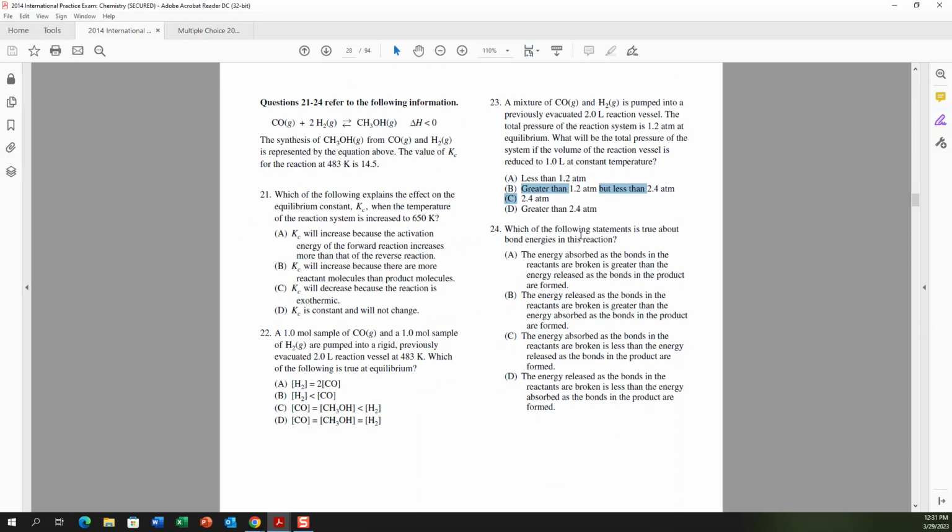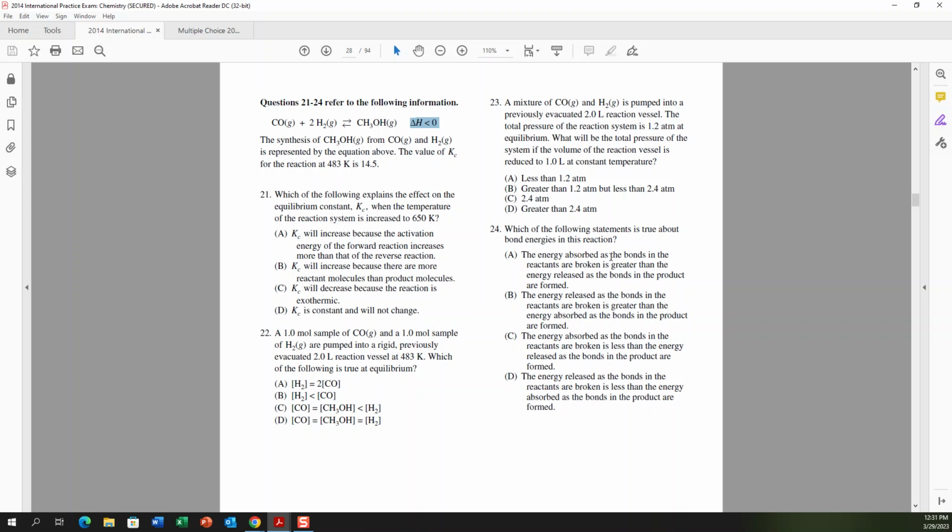And then 24, which of the following statements is true about bond energy? So remember, exothermic, that means bonds of the products are stronger than bonds of the reactants. Okay, more energy is released when bonds are formed. That's what a negative delta H means. More energy is released when bonds are formed, the bonds of the products, than required to break the bonds of the reactants.